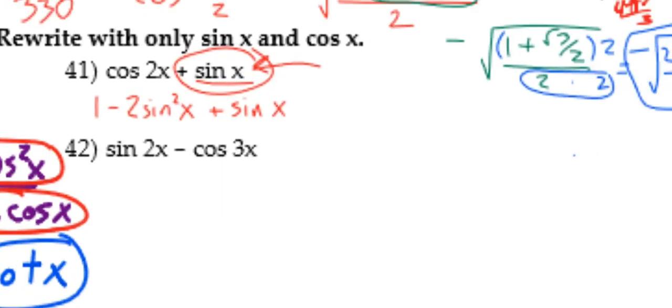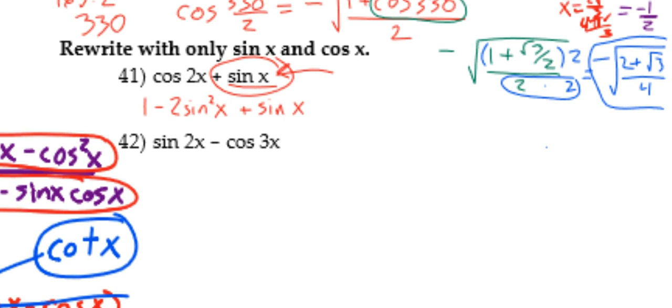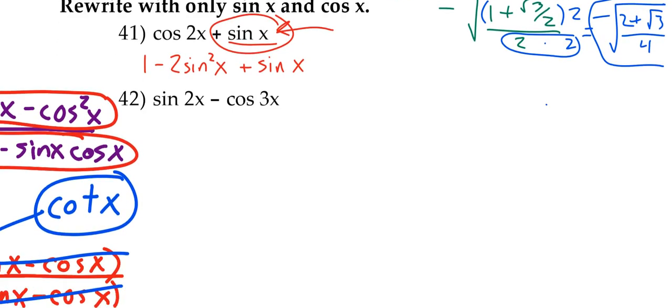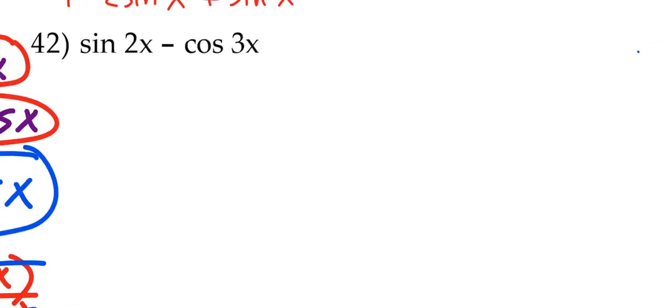Now, 42, I would not expect. Who's lost? Okay, I found it. Question 42. I would not expect a cosine 3x. Remember, I purposely did not choose cosine 3x to put on your test because of the amount of algebra involved. Good exercise, but it's a lot of algebra.